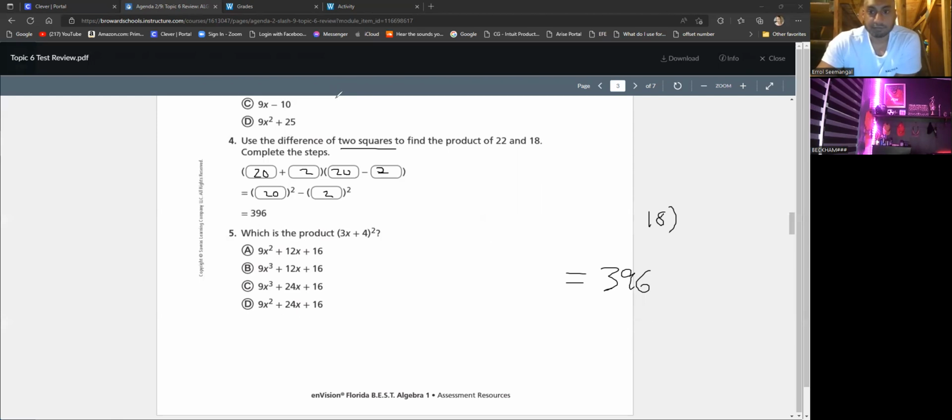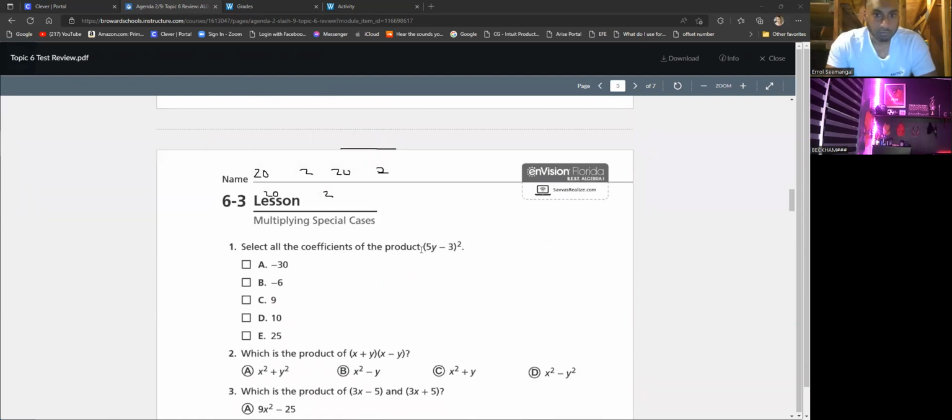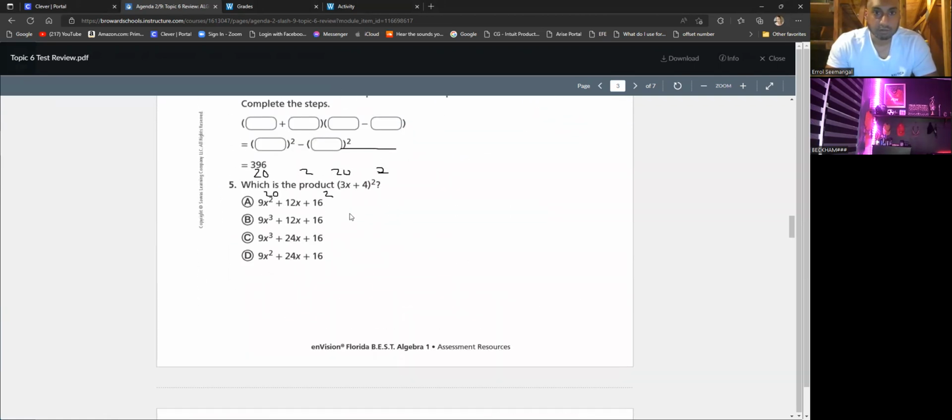All right, what about 5? How are we going to do 5? Product? Just set up your box or set up your FOIL. Is it like problem 1? Did you set up a box for that? Yeah, okay, set up a box. Product just means multiplication. Set up your multiplication.